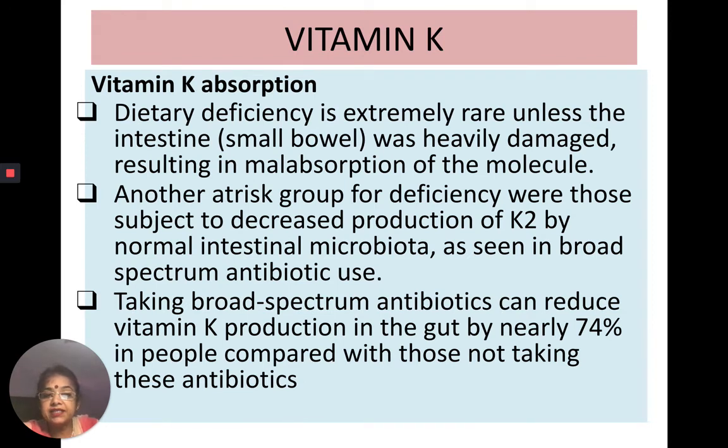Dietary deficiency is extremely rare unless the small intestine was heavily damaged, resulting in malabsorption of the molecule. Another risk group for deficiency are those subject to decreased production of K2 by normal intestinal microbiota, as seen in broad spectrum antibiotic use. That is, those who are taking broad spectrum antibiotics, their intestinal microbiota is killed, and as a result less vitamin K2 is produced. So, taking broad spectrum antibiotics can reduce vitamin K production in the gut by nearly 74% in people compared with those not taking these antibiotics.